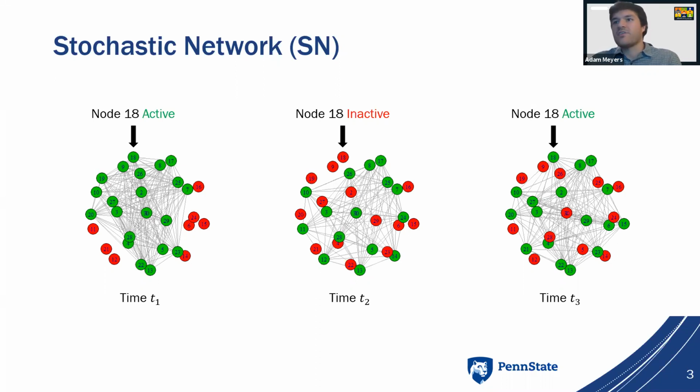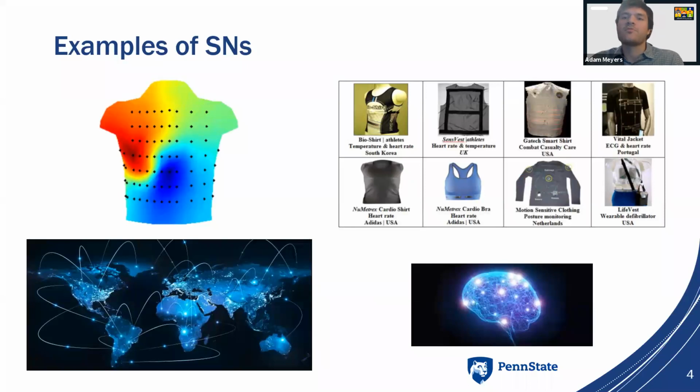And it's also more realistic because most real-world networks are going to be dynamical, right? They're going to change in time. It's unlikely that a network in real life will remain static across its entire lifetime. So here are some real-world examples of stochastic networks. In the top row, we have the motivating example for studying these networks, and that's our body sensor network.